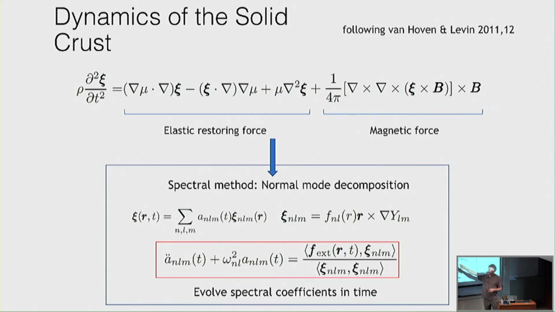Elastic force is straightforward, but magnetic force is not straightforward. So in order to find good normal modes, what we had to assume about magnetic fields is that it's a split monopole inside the neutron star. And then we take the normal dipole outside, but inside the neutron star it's a split monopole in terms of what this restoring force looks like.